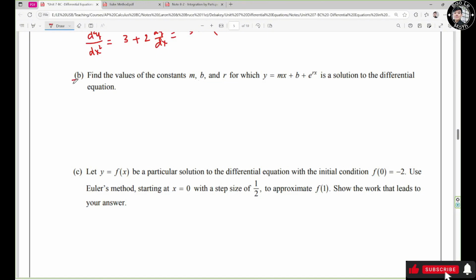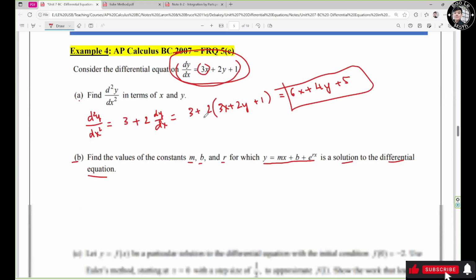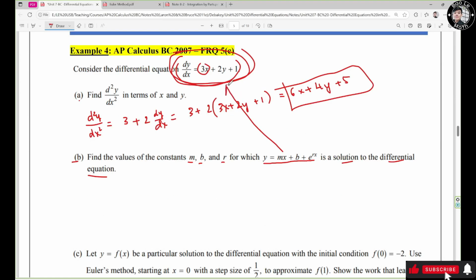Now question B. Find the values of the constants m, b, and r for which y equals ms plus b plus e raised to the rs is a solution to the differential equation. Alright, we have the differential equation right here. So this one is the solution of this one.